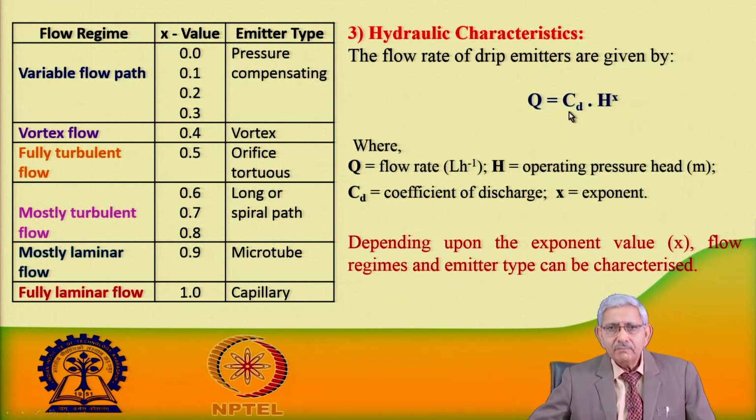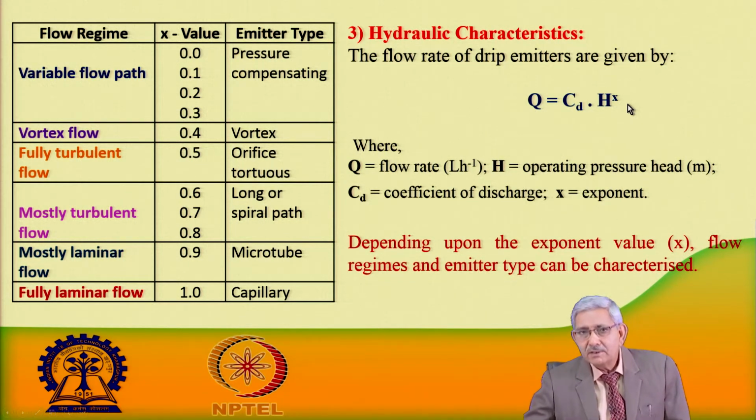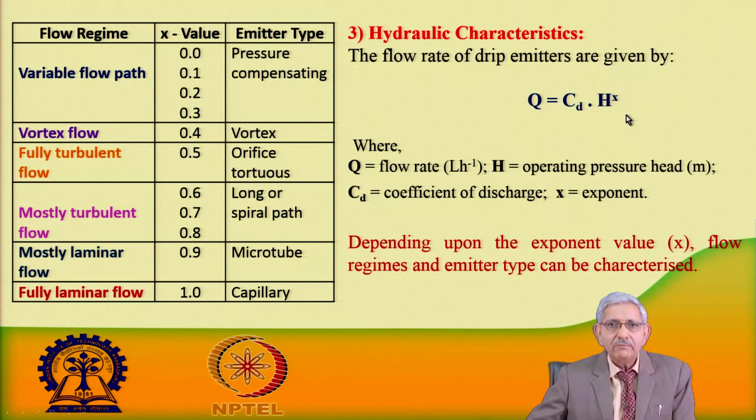So, Q is known to us. Suppose, as I told, there are 24 drippers. From the 24, there will be 24 Q's, and from the 24 operating pressures, from those values you will be getting the value of coefficient of discharge, and then you will plot the data, and then you will get the value of x.